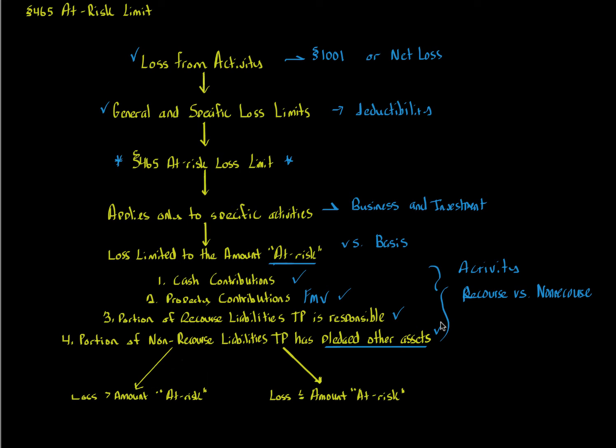So I just want to go through a simple example, and this will kind of get at what this rule was designed to prevent. And then the last step is I'm going to show you what happens whether the loss is greater than the amount at risk or the loss is less than or equal to the amount at risk.